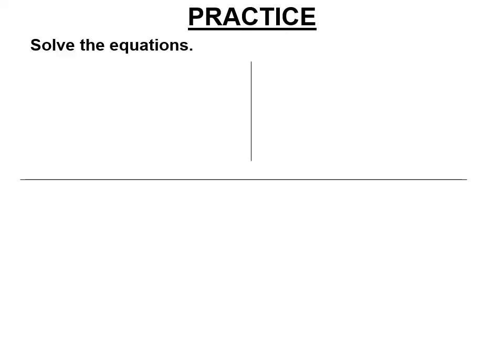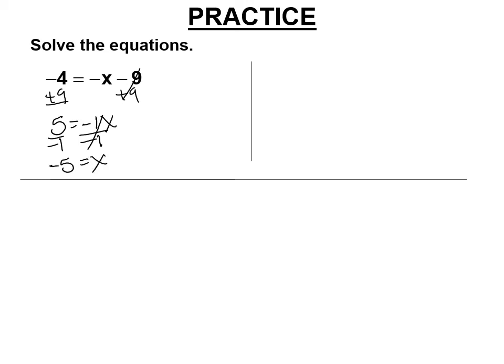All right, let's practice. All right, so we're adding 9 to both sides. Negative 4 plus 9 is positive 5. That's a negative 1 coefficient. We have that extra step of dividing both sides by negative 1. Negative 5 equals x. Let's look at that.